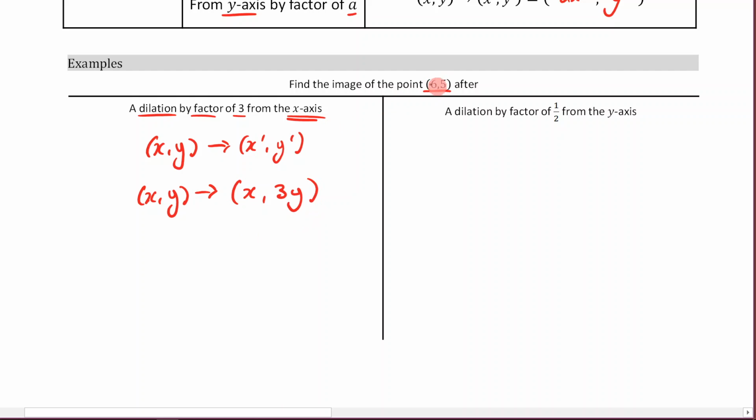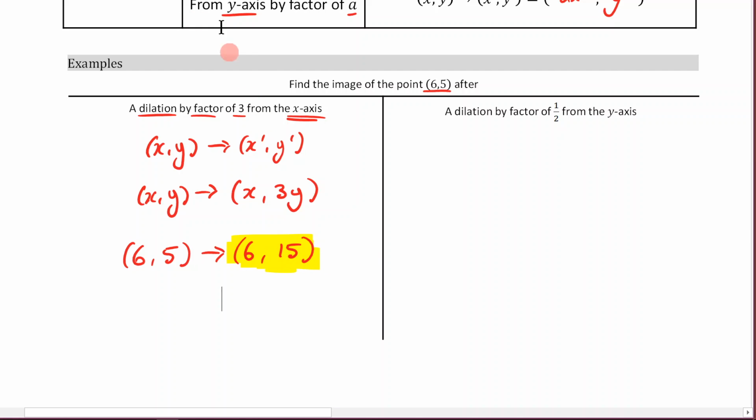We now take our point 6, 5. That is my original point. My x stays the same, so just 6. And my y value is multiplied by 3. 3 times 5 is 15. That is going to be my answer.